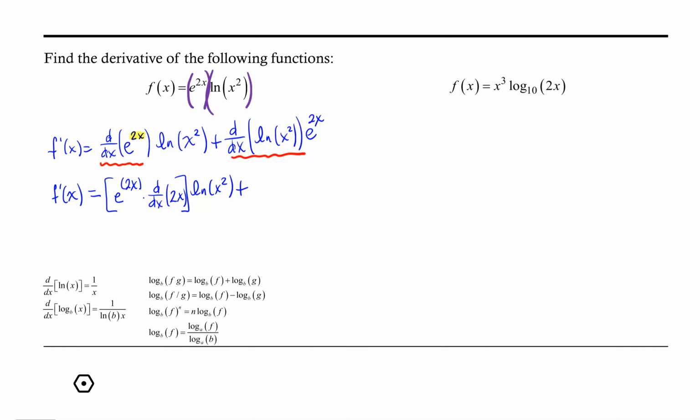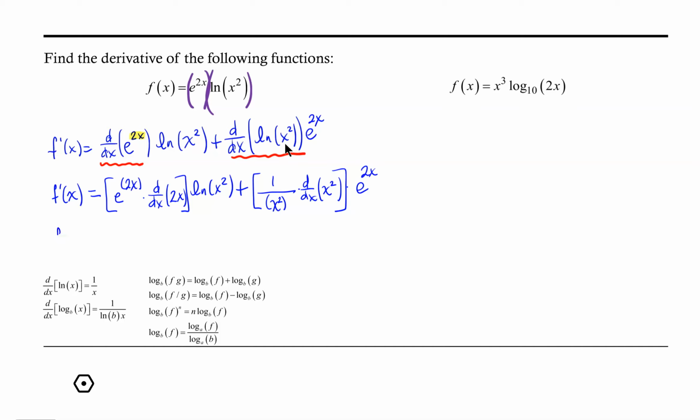plus, now similarly we need to use the chain rule when we find the derivative of this natural log. Notice that the argument to the natural log function is more than simply x, so we will need to use the chain rule here as well. So the derivative of the natural log function is 1 over the argument times the derivative of the argument. And our argument in this case is x squared. Then multiply that by the e to the 2x.